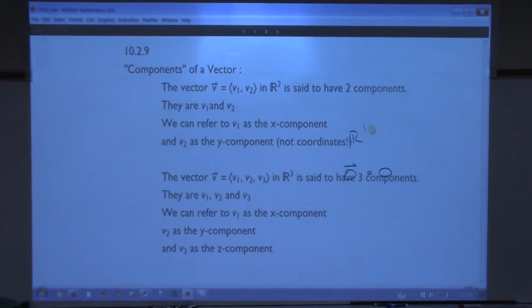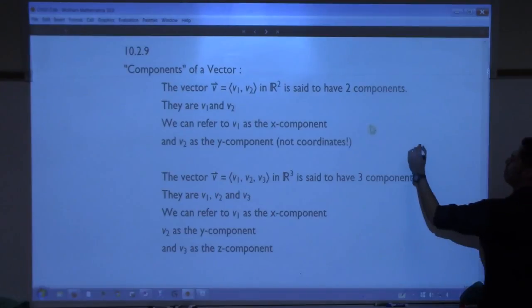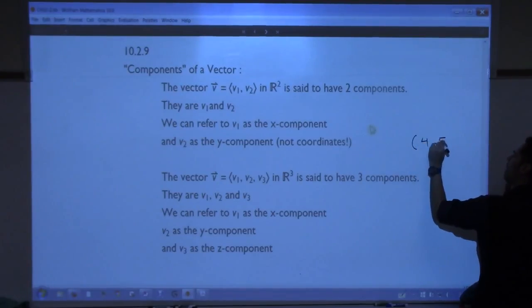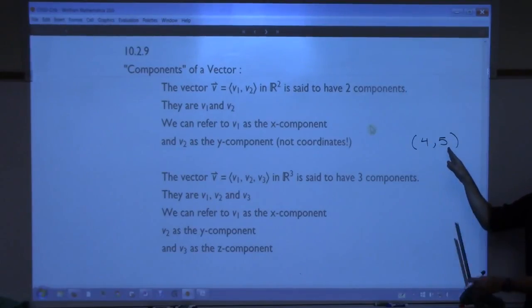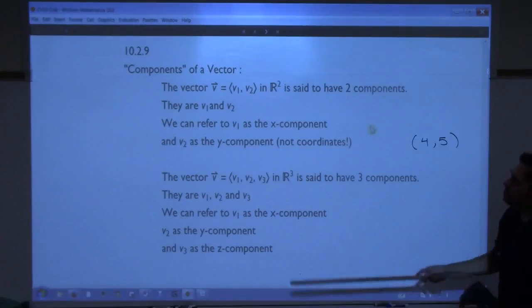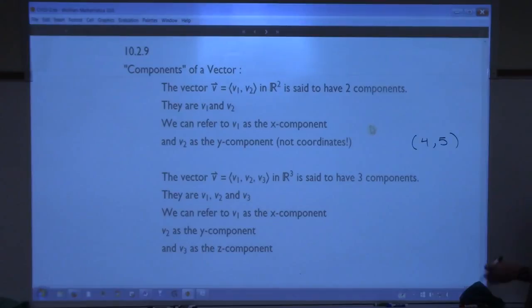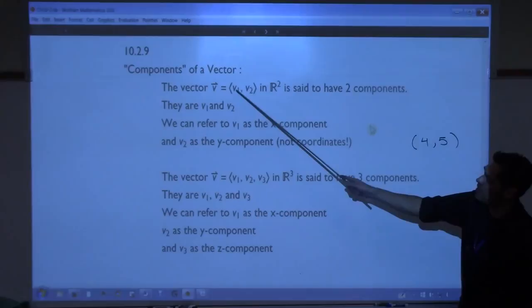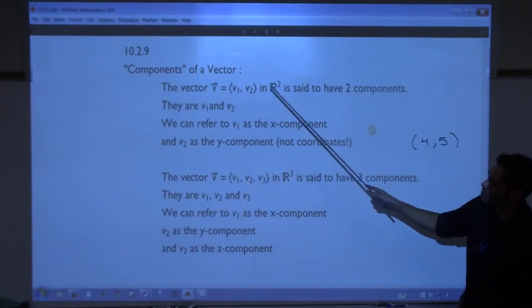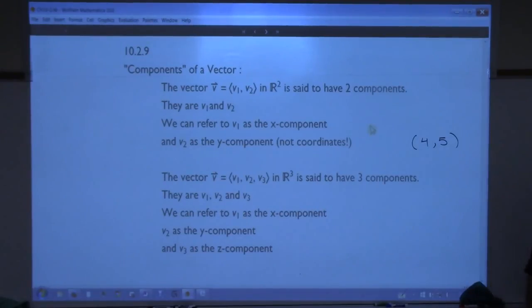Some language here: components. When you're looking at a vector, if you go back to when you were doing ordered pairs and I put 5, 4, we would say 4 is the x coordinate and 5 is the y coordinate. With vectors, these things are not called coordinates, they're called components. You'll hear me saying this throughout class. We're going to be looking at the x component of the vector, the y component of the vector. It's just these two pieces in R2. And then in R3, it's these three pieces of the vector. So the components.